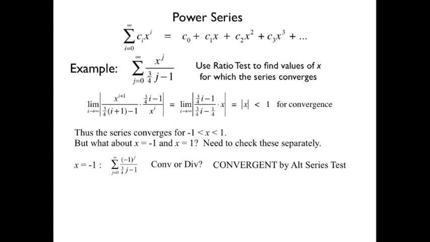Okay, then we try x equals 1. What series do you get when x equals 1? Almost, right? Not quite. When x equals 1, then the denominator just goes away. It's just 1, right? 1 to the j is just 1. So you have 1 over 3/4 j minus 1. Convergent or divergent?